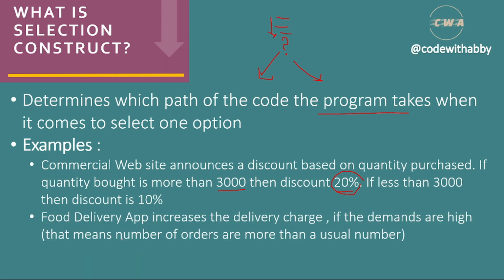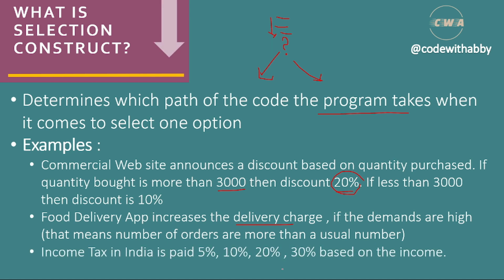The second example can be a food delivery app, maybe Swiggy or Zomato. They charge a delivery charge if demand is high. They can calculate the number of orders coming in now. Let's say there is logic written so that if the number of orders at that time has gone beyond a particular threshold value, then they can increase the delivery charges. So here also the if else selection construct will take place.